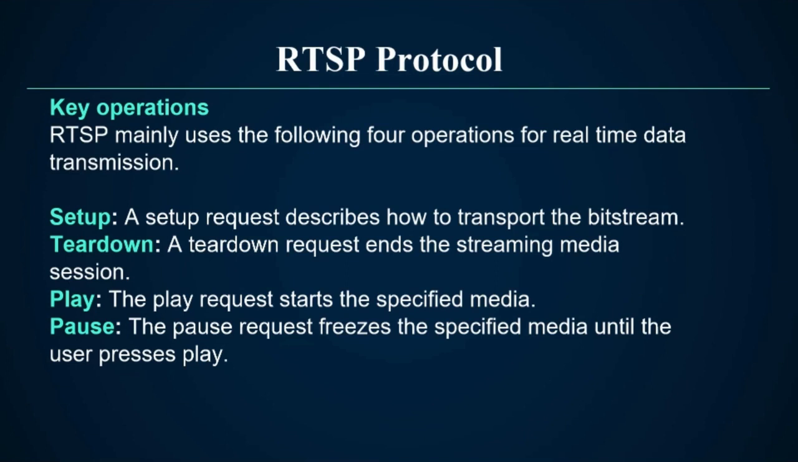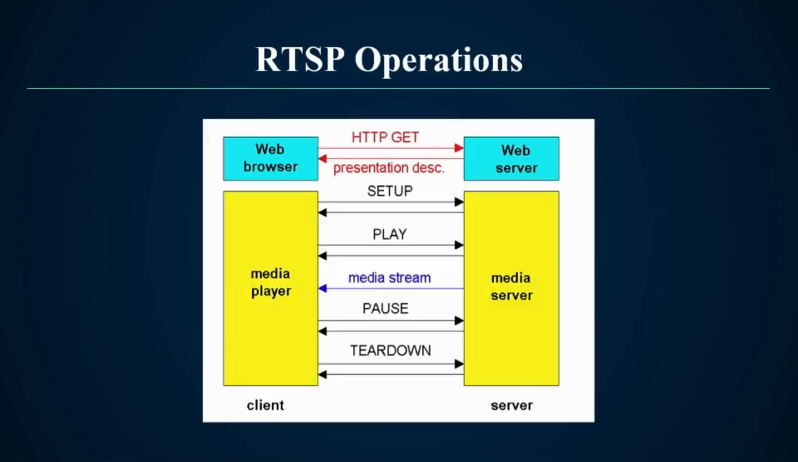First is setup. Client sends setup request to server and this request describes how to transfer the bit stream. In the message, we have to specify the port number for the RTP socket which we have created. Second is play. Play request starts the specified media. Third is pause. Pause request freezes the specified media until the user presses play. Last is tear down. Tear down ends the streaming media session between client and server.